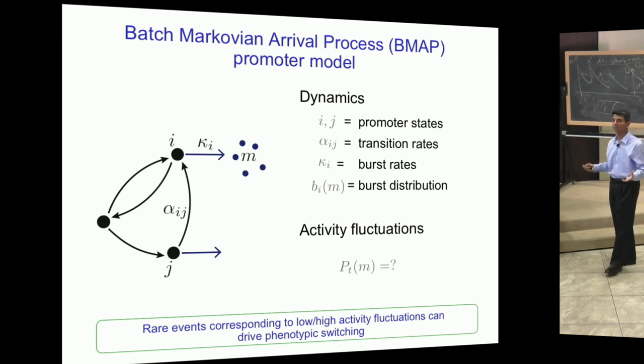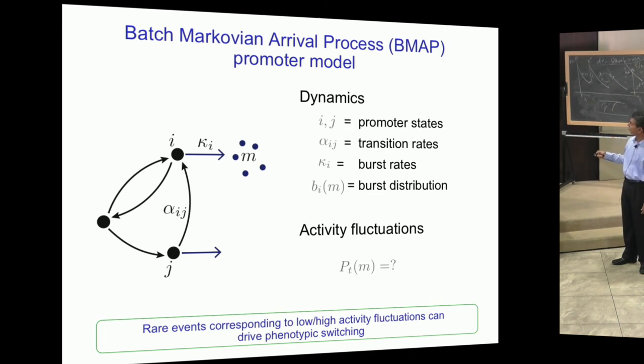We're going to take a very general model to address this question, and in queuing parlance, this is called the batch Markovian arrival process. Here's the promoter model that we have. We have n promoter states, where n can be arbitrary. There are arbitrary transition rates, so a_ij is the rate of transition from j to i. In each promoter state i, you have some production rate, k_i, at which mRNA bursts are produced. Every time you have an arrival, a burst of mRNA is drawn from some arbitrary distribution. This is a very general model, and without feedback, most models can be encompassed in this framework.